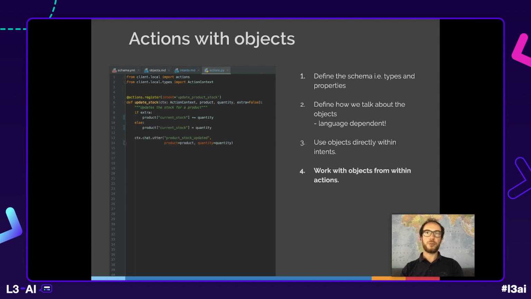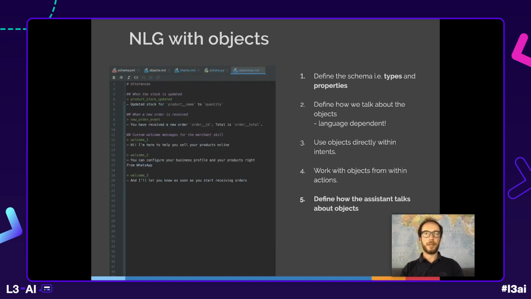Next, we write the actual code for the action, which is registered for the update product stock intent. Here we're looking at a simple Python implementation. It is important to notice that the action receives the object directly as a parameter. The robot self-natural language understanding is performing not only intent classification and entity tagging, but is also linking object entities to the actual object in the knowledge graph, which then gets passed as a parameter to the action. Last but not least, notice how we've used the object when we've uttered a message.